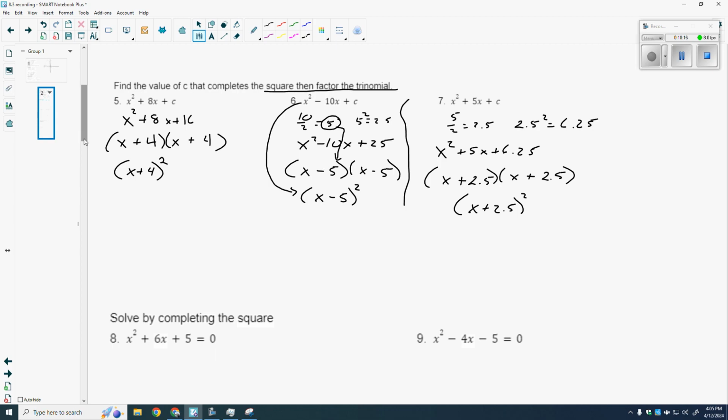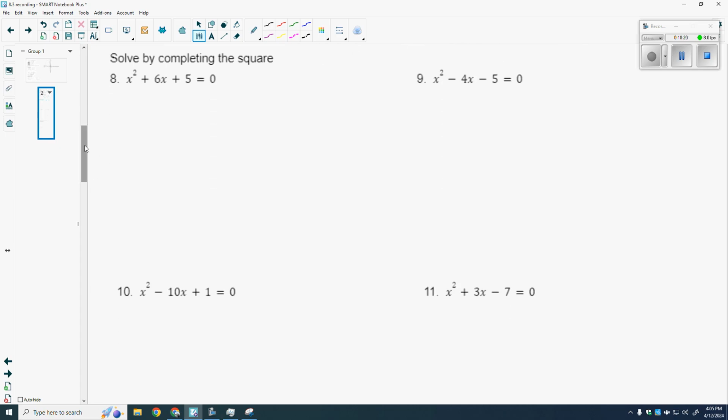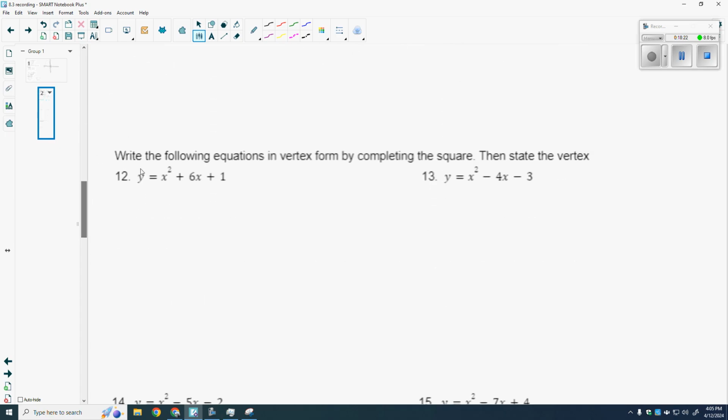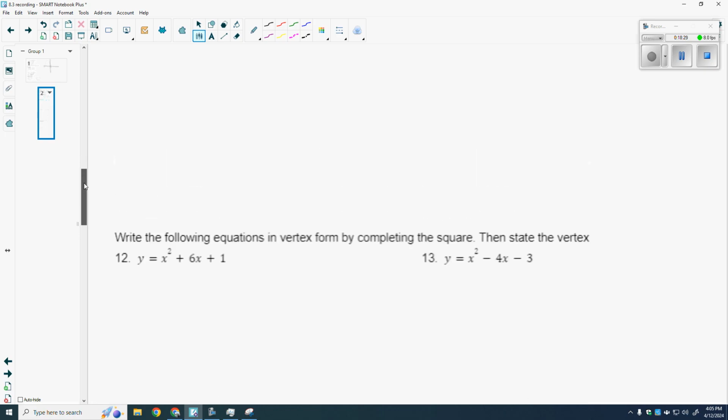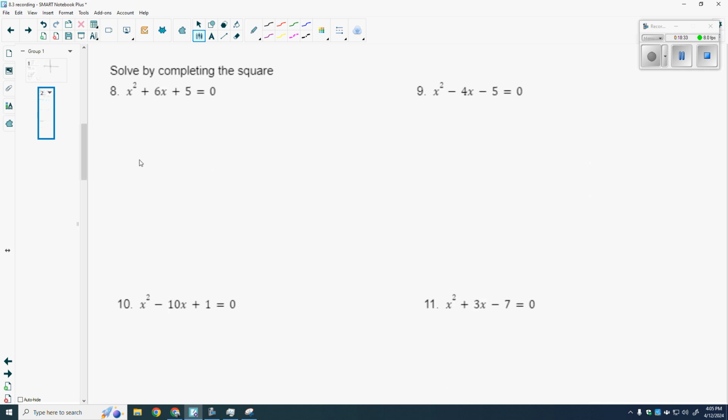Okay, now we're going to use that to do two different things. We're going to use it to solve, and we are going to use it to switch forms from standard form into vertex form by completing the square. That's the two ways we're going to use it in this course. Okay, solve by completing the square.